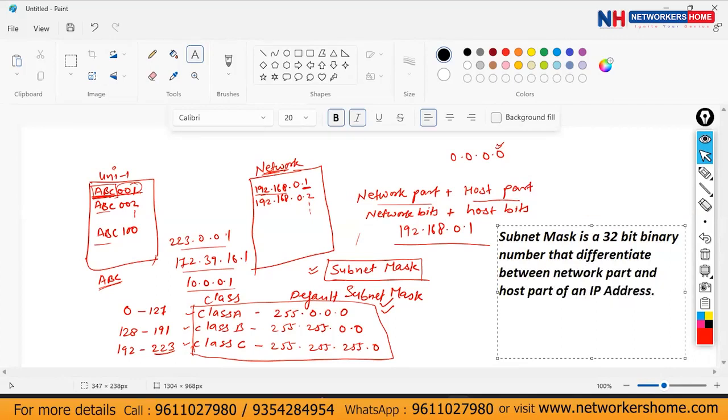This is your subnet mask. And these are the default subnet mask values for class A, B, and C. Only class A, B, and C are going to have a subnet mask. D and E do not have a subnet mask because we do not use them for assignment purposes.